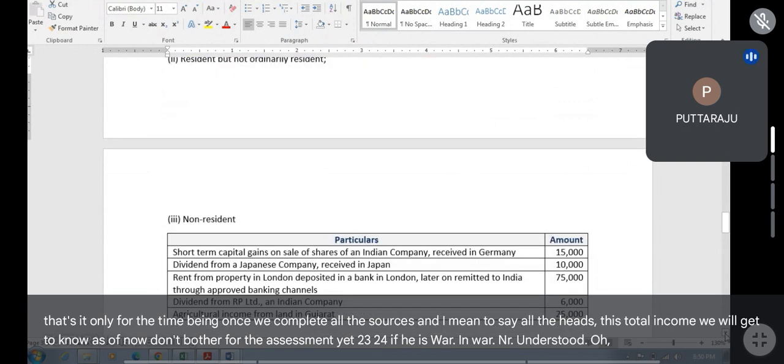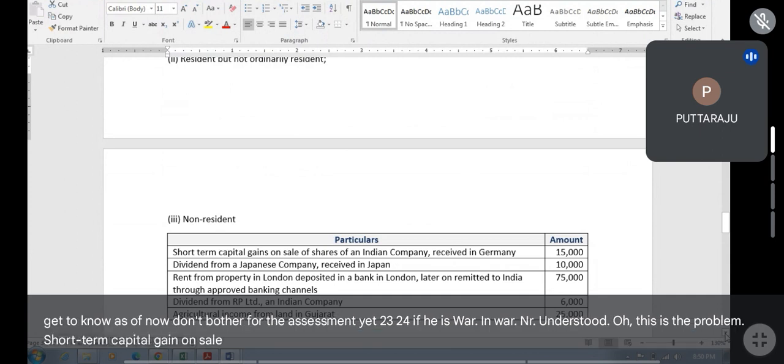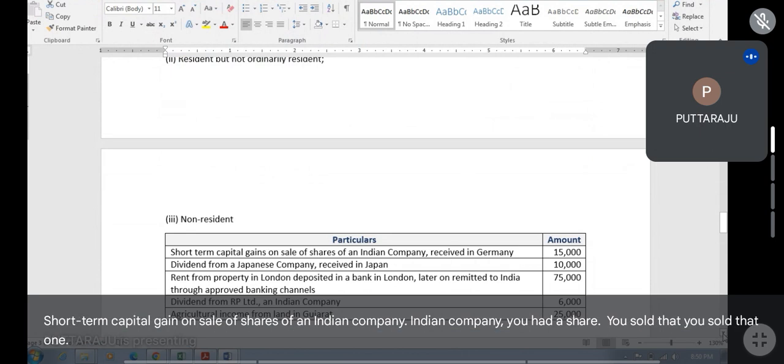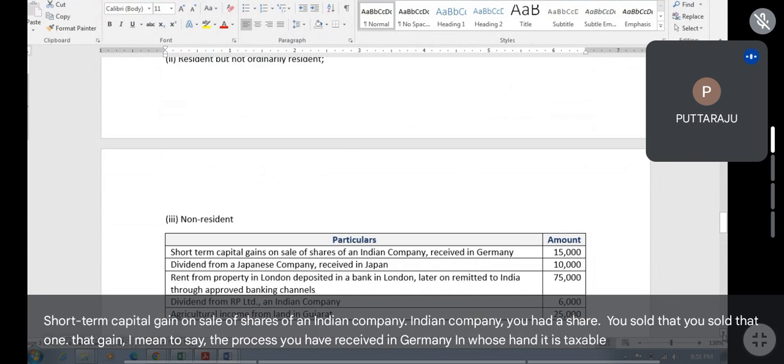This is the problem. Short-term capital gain on sale of shares of an Indian company. You had a share of an Indian company, you sold that one, and the profits you received in Germany. In whose hand is it taxable? 15,000.